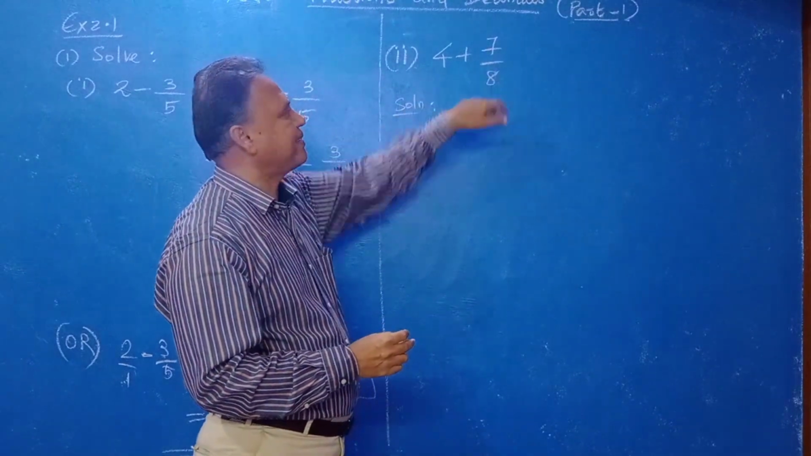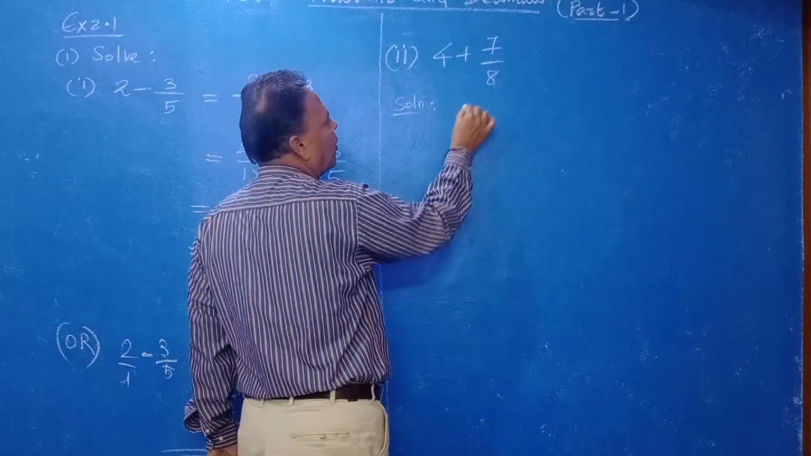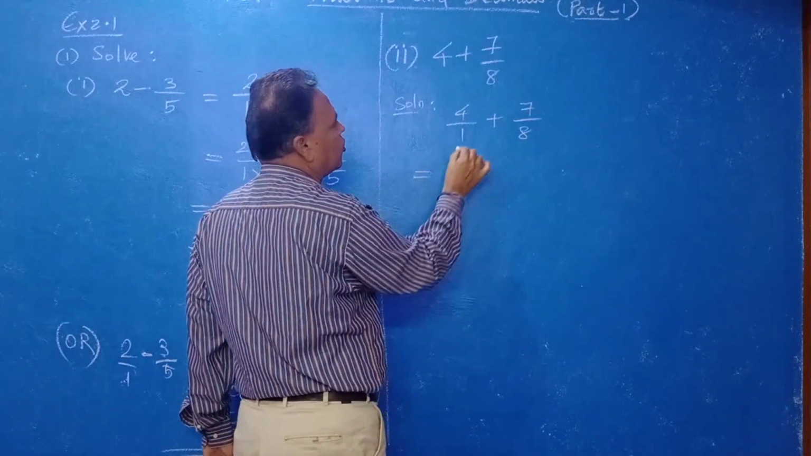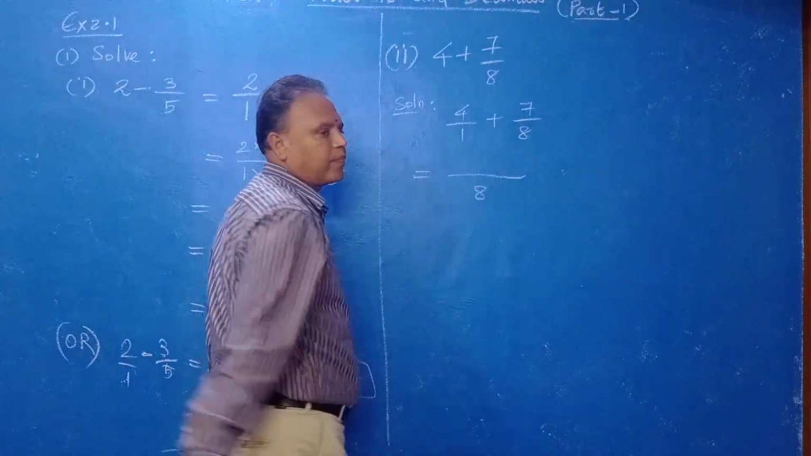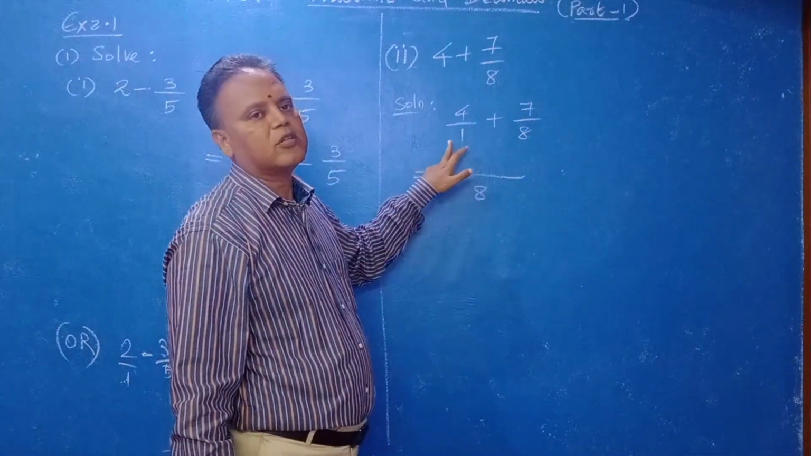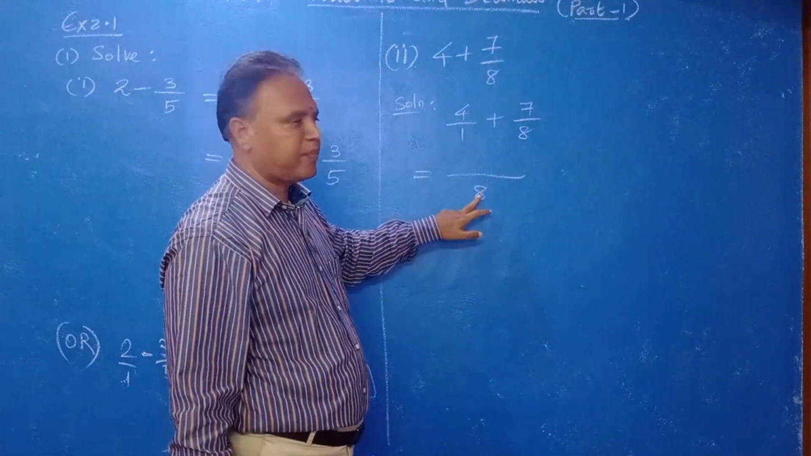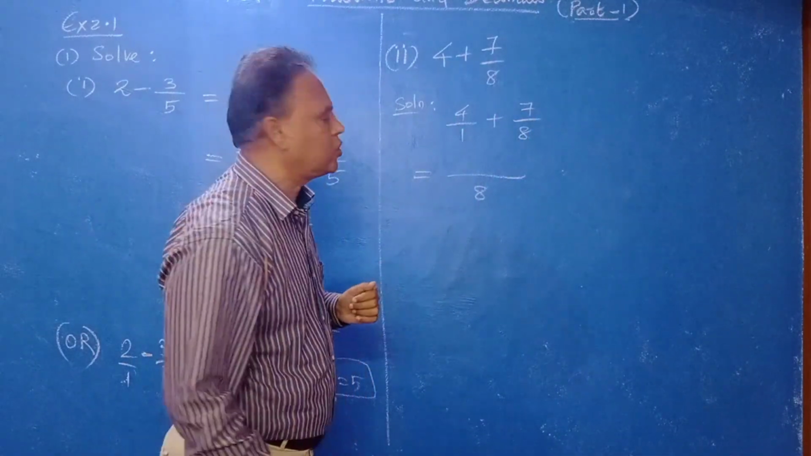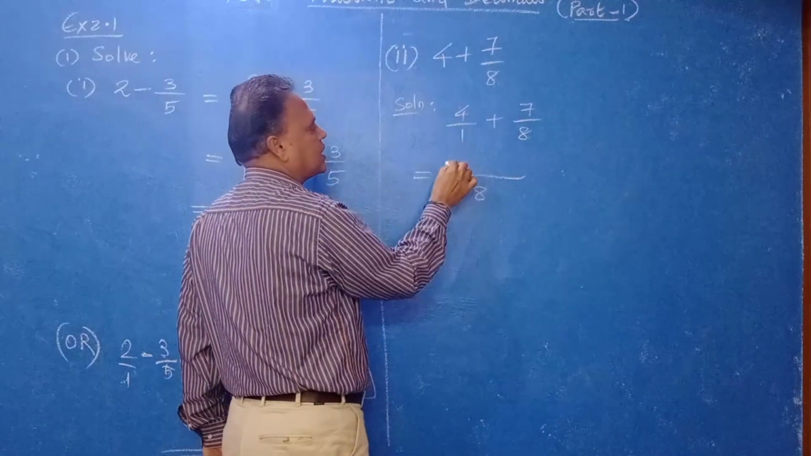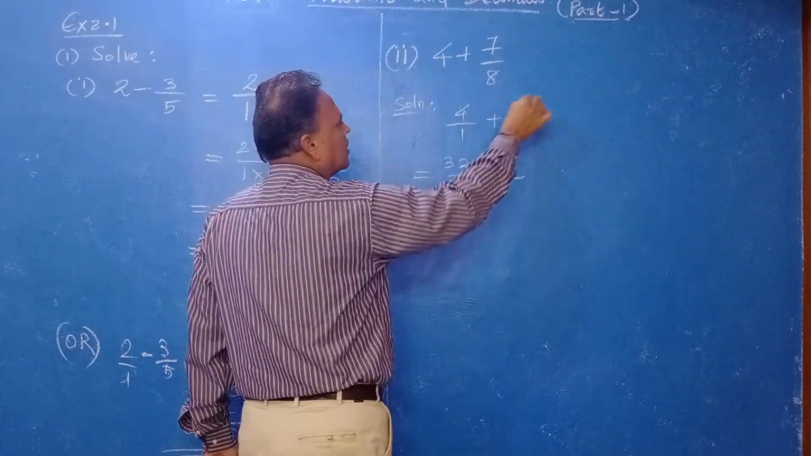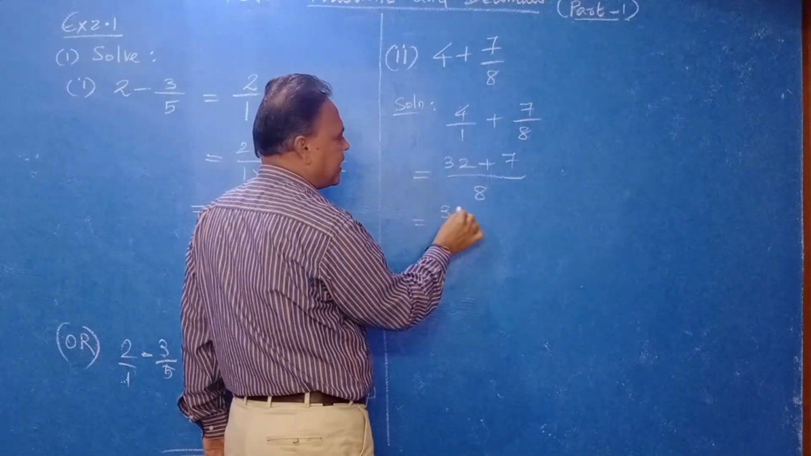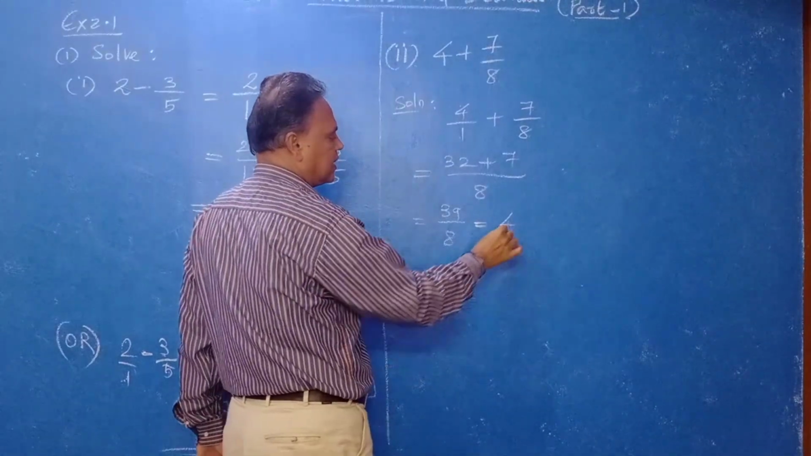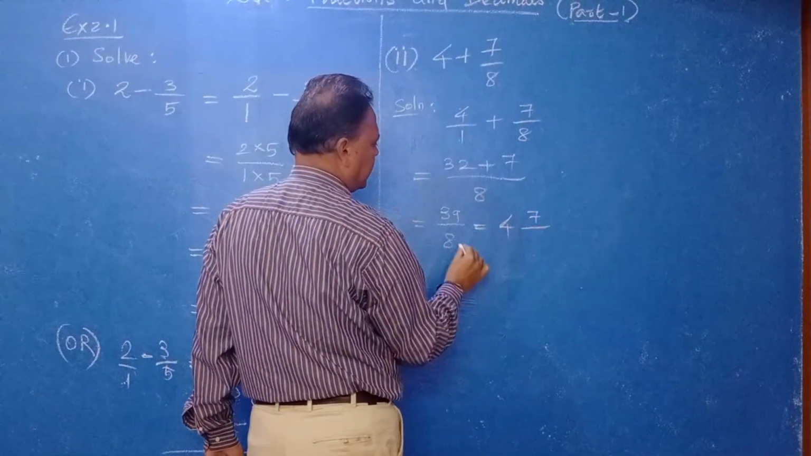See, same way, 4 plus 7 by 8. How to solve this? 4, no denominator, means keep 1, plus 7 by 8. So that is equal to 1 into 8, 8. There is no common factor, so you just multiply the denominators, then multiply this here and this here. That is the easy way to solve this. So multiply this, how much? 32 plus 7, so 39 by 8. So how many 8s are there? 4 eights. What is the remainder? 7 by 8.